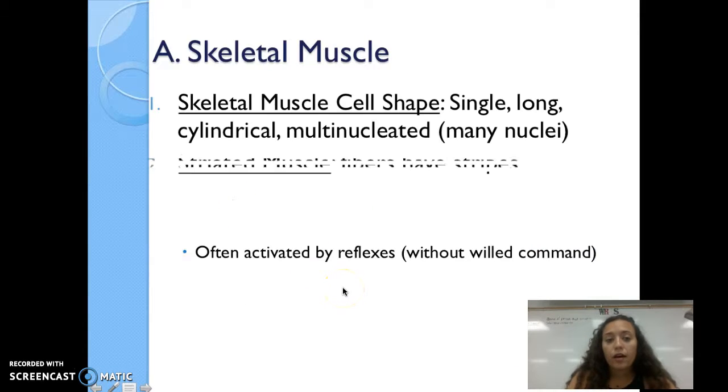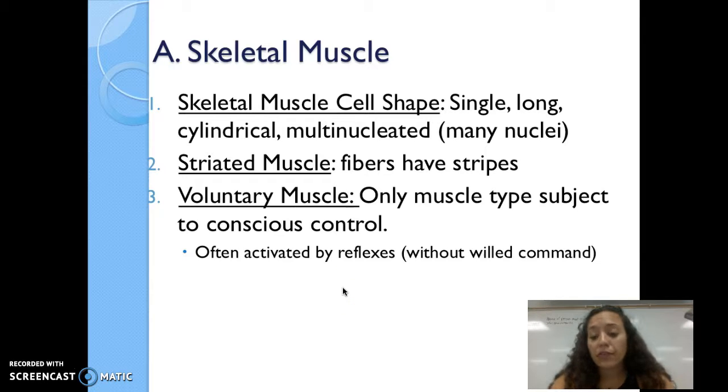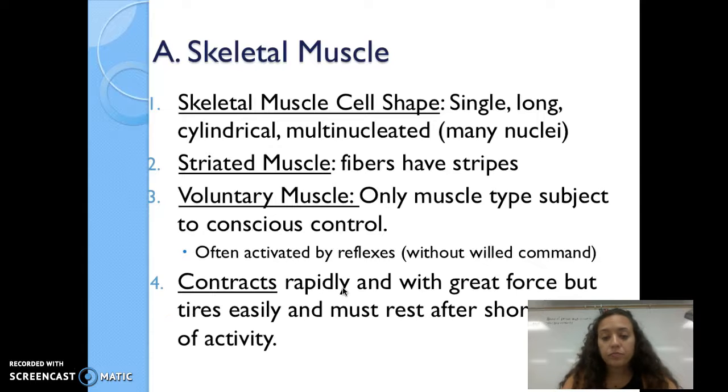Okay, so skeletal muscle, the cell itself. We're looking at the cell of a skeletal muscle. It's going to be single, long, cylindrical, that looks like a cylinder, multinucleated. Every cell has multiple nuclei, and it's striated, so fibers have stripes. It's voluntary. It's the only muscle out of the three that you have conscious control over, unless you're dealing with reflexes. That's when you go to the doctor and they hit you in the patellar region.